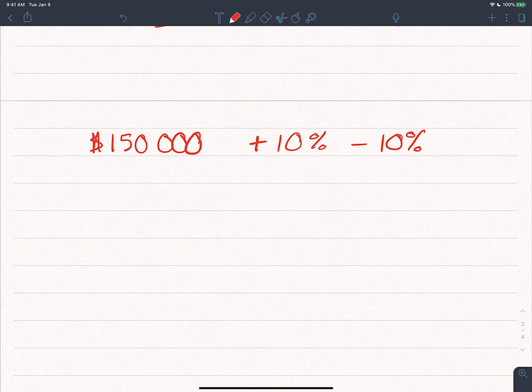Anybody? No, it's the same. It's the same. I mean, you're not losing anything, right? You're just borrowing some money for a couple of months and giving it back. Well, let's go through it and see if it actually is the same.